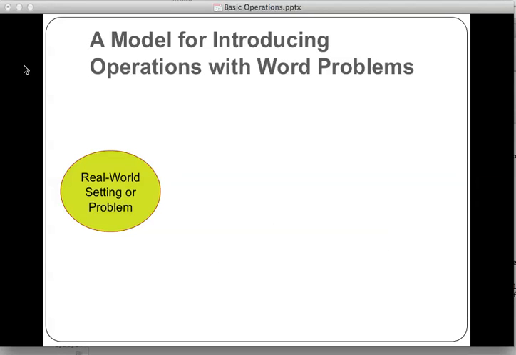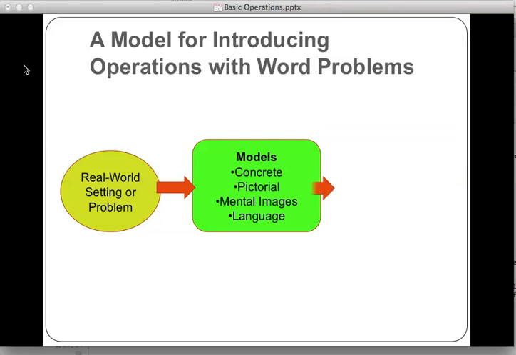As with counting and learning to count and learning number concepts that we talked about previously, with the operations, we need to go from concrete to abstract. We need to start with a real world setting or a real world problem. We use different types of models, and then we come up with the actual symbols that represent the answer.